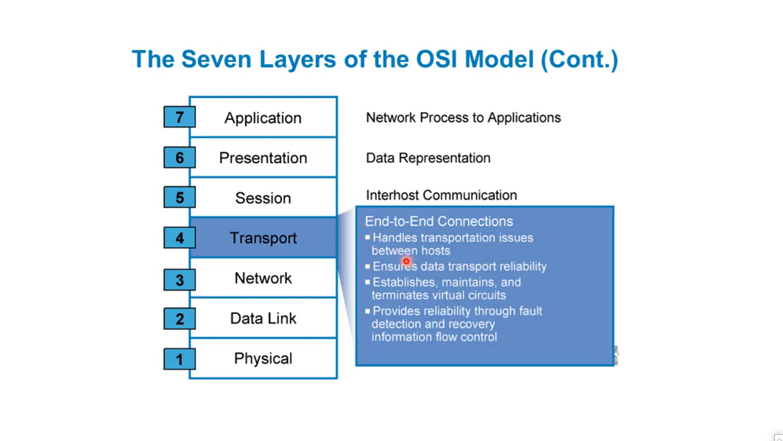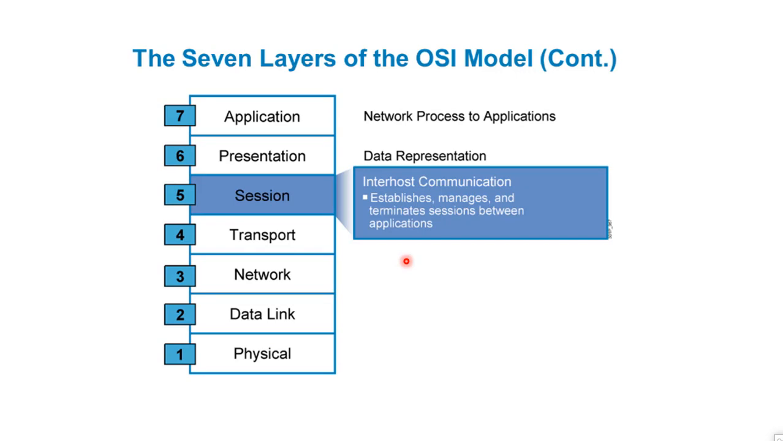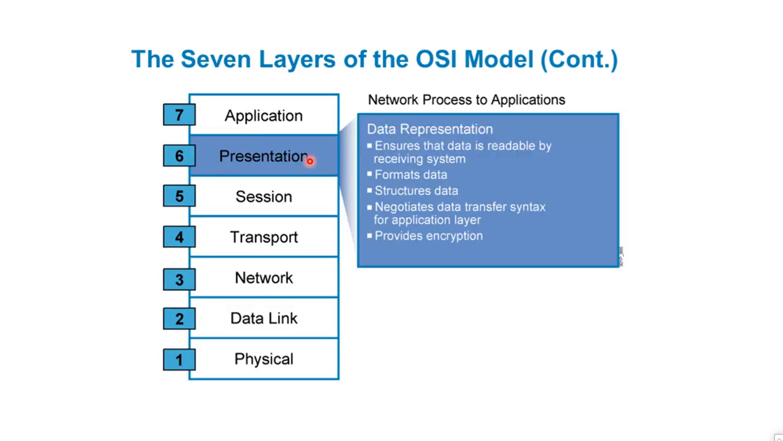Session layer. When you connect with the application layer, the session layer creates a session depending on your transport layer, whether you are using TCP or UDP. And the presentation layer. The presentation layer is the layer where we determine the format and structure of the data. It provides encryption, formats data, and negotiates data transfer syntax for the application layer.